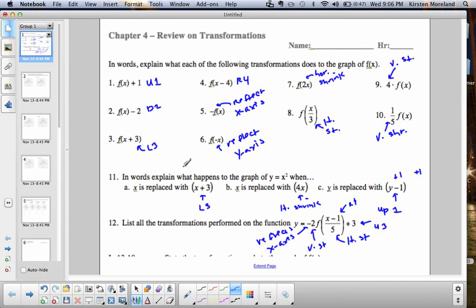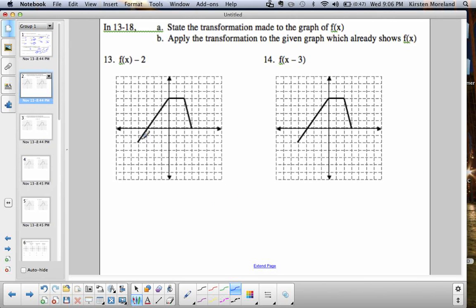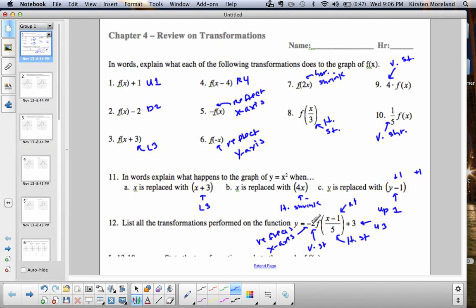Okay, remember again, outside is always vertical, inside is always horizontal. When it's next to the x being added or subtracted, it goes right or left. When it's outside of everything being added or subtracted, it goes up or down.